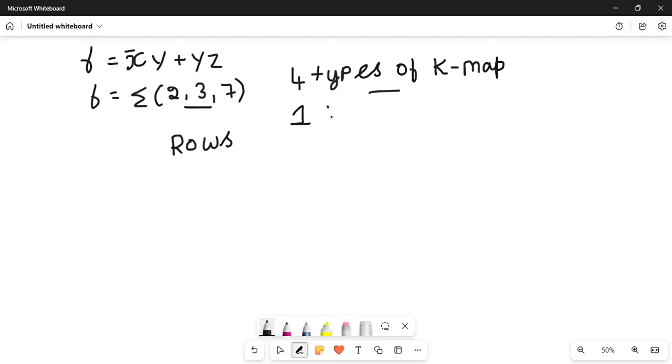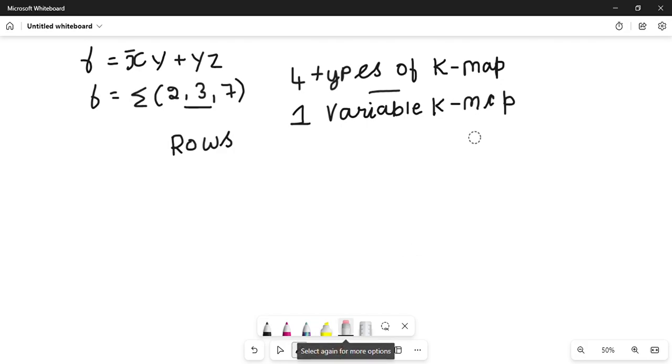1 variable K-map. So this is a 1 variable K-map. How is the structure of the 1 variable K-map? What does it look like? I'll just write the diagram. Okay, now it's proper.